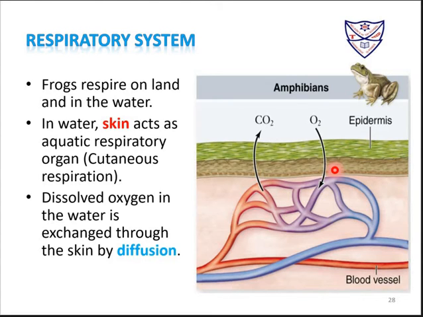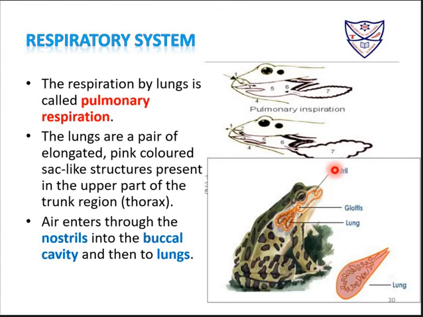On land, the buccal cavity, skin and lung act as their respiratory organs. The respiration by lungs is called pulmonary respiration, as that is the scientific name of the lungs. The lungs are a pair of elongated pink-colored sac-like structures which are found in the upper part of thorax. The air enters through nostril into the buccal cavity and then it goes to the lungs where gaseous exchange takes place. During estivation and hibernation, gaseous exchange takes place through skin.